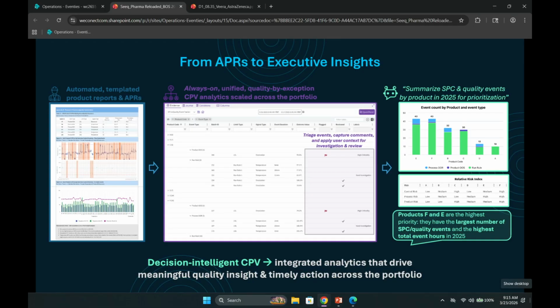In the center, we have our enterprise monitoring app. So this is where we can surface all of these SPC and quality events for triaging, commenting, and applying other user comments and context. So here, we're not looking at all the space in between.